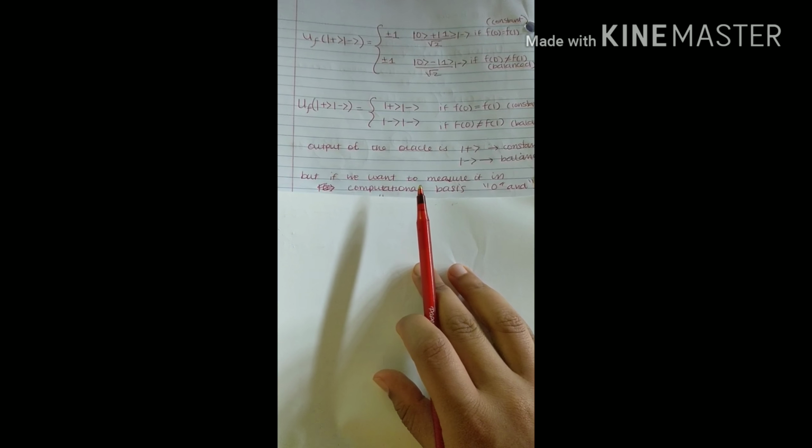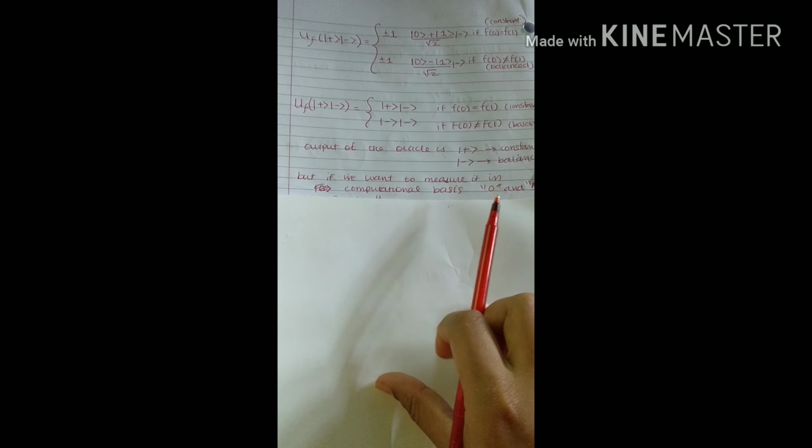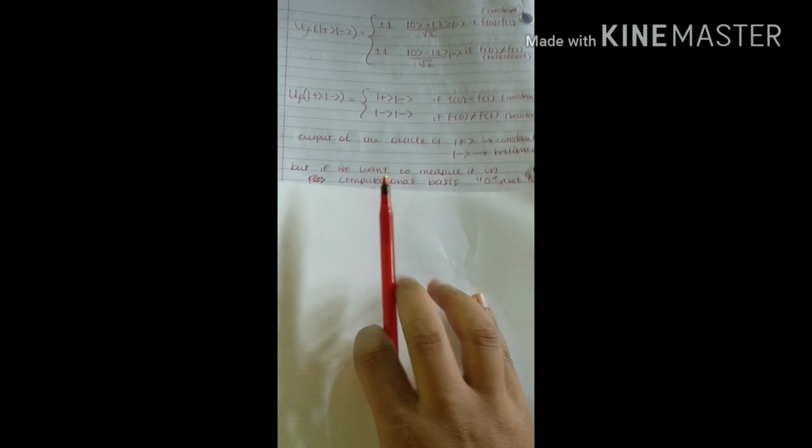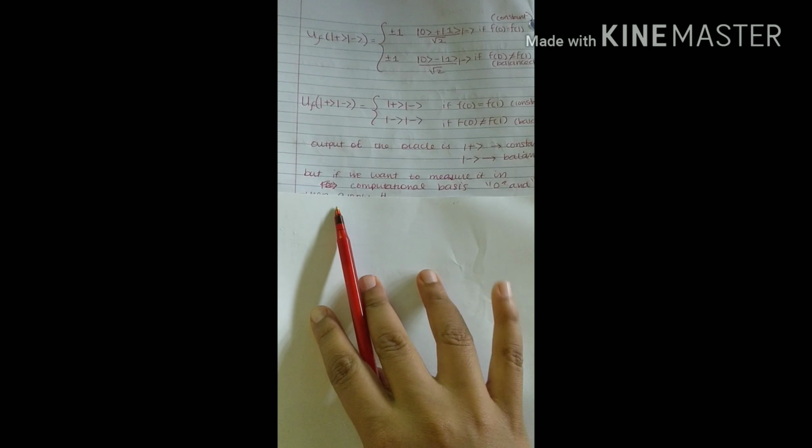But suppose we want to measure it in the computational basis, where we have zeros and ones instead of plus and minuses. So what we're going to do is apply the Hadamard gate again to go back to what we started with. Because remember, applying a quantum gate twice, because it has certain properties, it's unitary and Hermitian, gives you back what you had before.